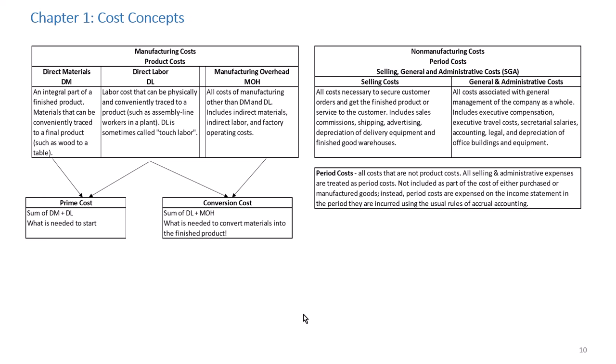When talking about selling, general, and administrative costs, we usually refer to them as SG&A. All SG&A costs are period costs. They are not included as part of the cost of either a purchased or manufactured product. Instead, as period costs, they are expensed on the income statement at the time they are incurred.